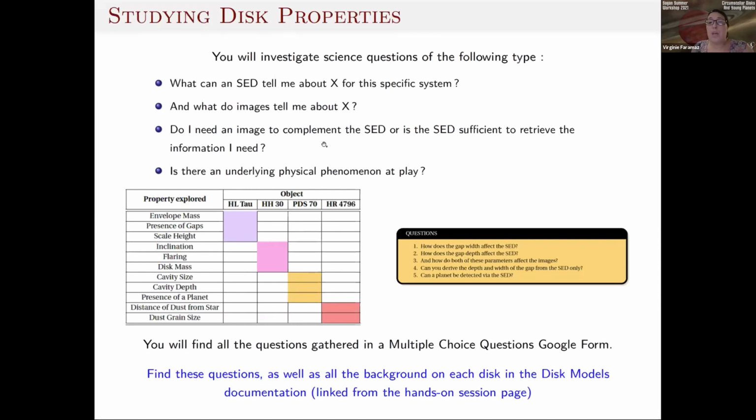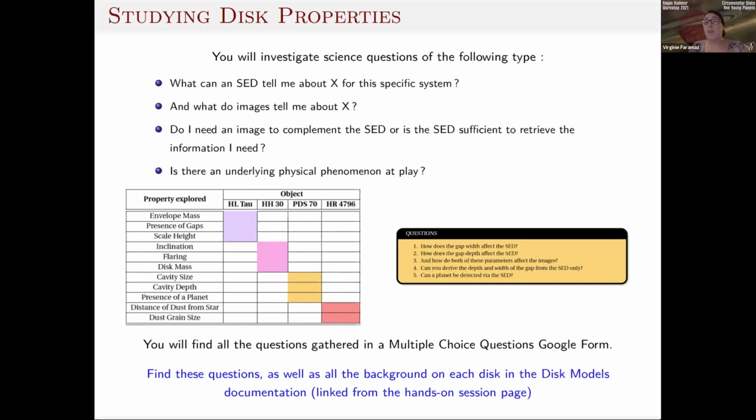Here are snapshots from the documentation. In the documentation, you have this table that summarizes all the properties that we want you to explore and which object allows you to explore those. The questions for each object are also summarized in this colored question box. We have also gathered all these questions in a multiple choice Google form, and we will make this accessible to you while you're doing the hands-on session.